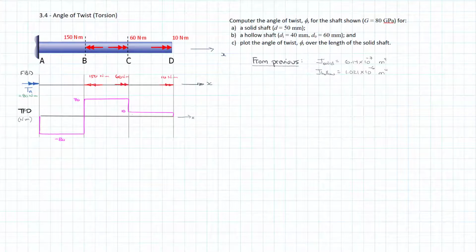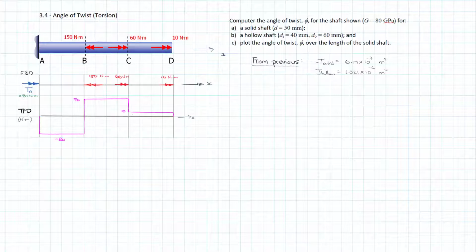Of course, what's going to happen is this shaft is going to twist as a result of the torques. Now, it's going to twist in one direction or the other, depending on the direction of the torques, and that will vary as we go along the length of the shaft, and that's why that torque force diagram is so important. So in the last video, we calculated the polar moments of inertia for the solid and the hollow shaft.